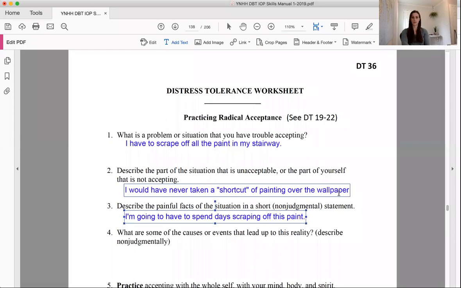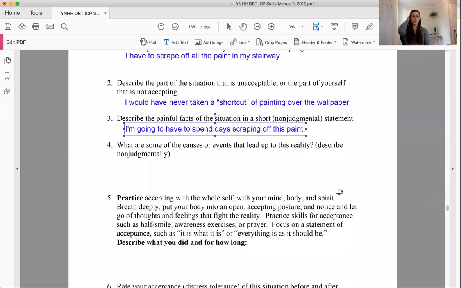Okay, so now we're going to go to the next step. And I'm going to share this again. Okay, so the next step is where we're going to write down what are some of the causes or events that led up to this reality. So every reality is going to have causes. And here, again, we're going to describe non-judgmentally what those causes could be that led up to the current reality, because there's always going to be something.